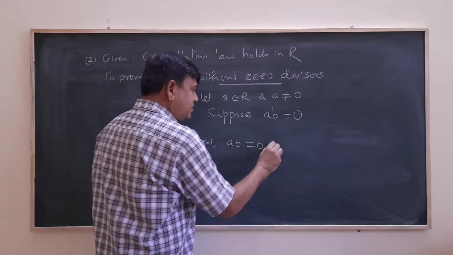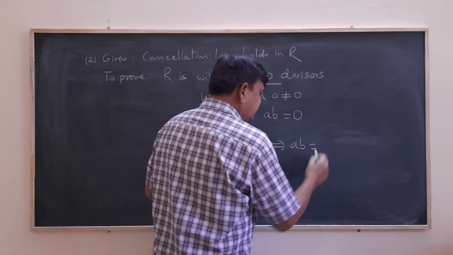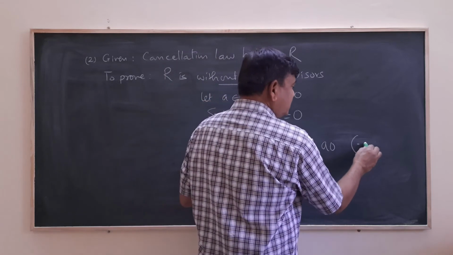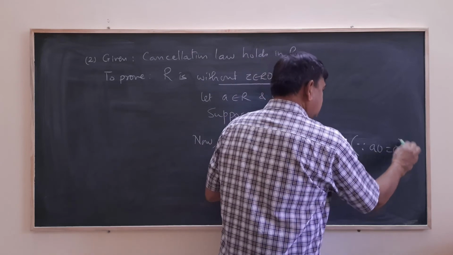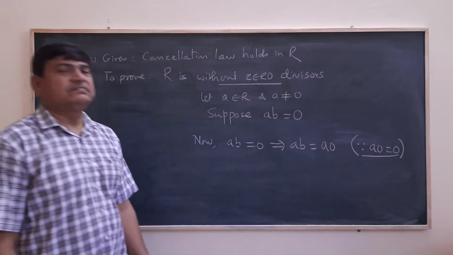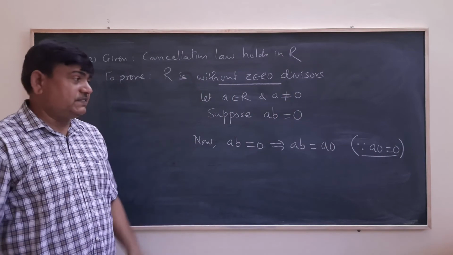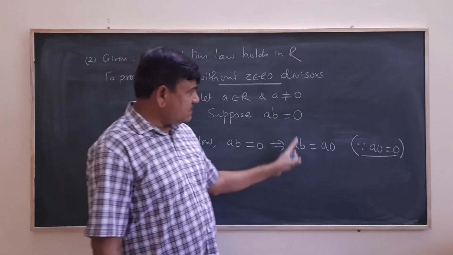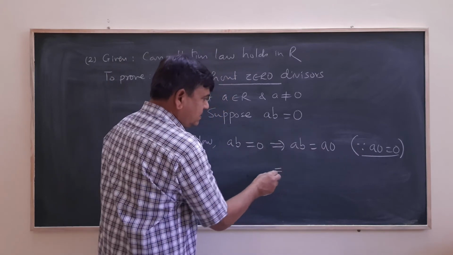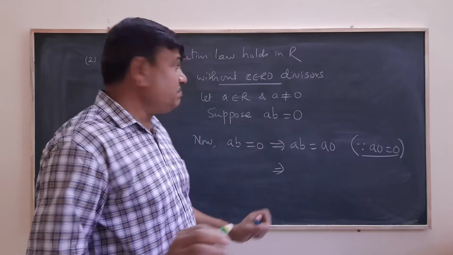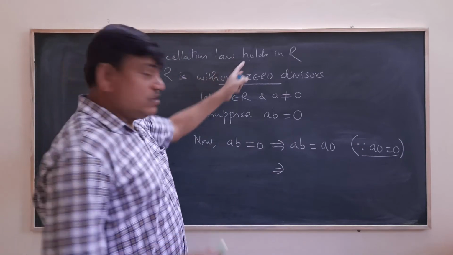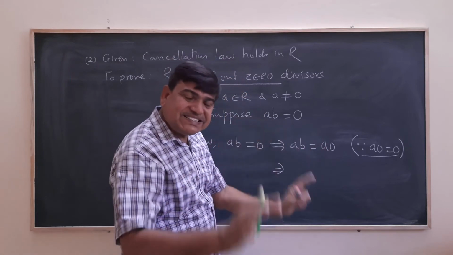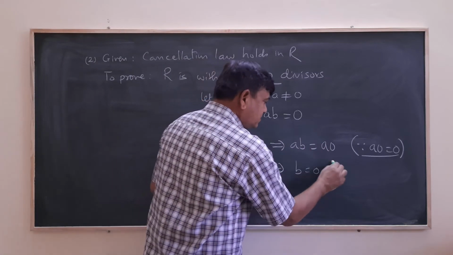AB equals 0 implies... you should remember, a little while ago I proved this; that was the reason. Recall it from a while ago. This implies this can be written like this. Now use the cancellation law because it is given that cancellation law holds. So left cancellation law holds here because A is not equal to 0, so I can cancel it out. This implies B equals 0.